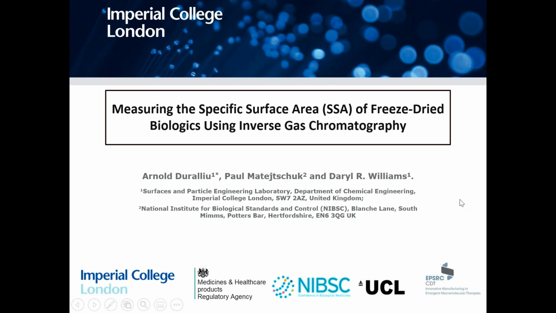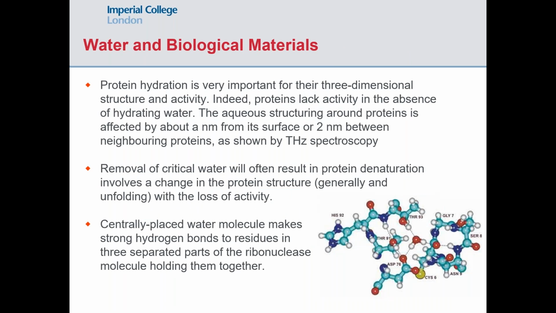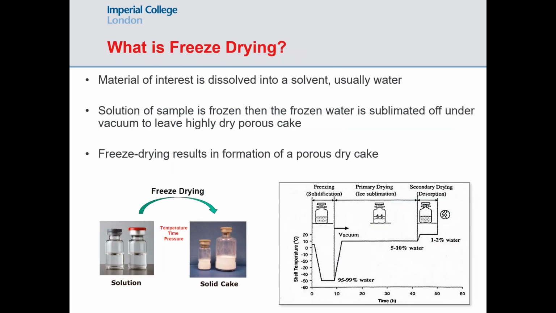Right, let's get going here. So today's presentation, which is part of a general project we were doing on freeze-dried products, is really looking at the surface area determinations on freeze-dried products. You saw earlier on we discussed their moisture stability, which is an important issue for their performance. But the final presentation is really talking about looking at their surface area and how you measure it. We heard about water before. I don't need to tell you about that again.